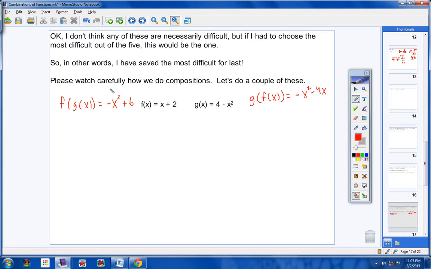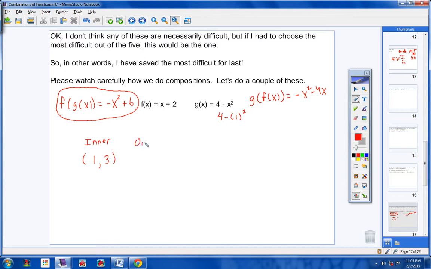Now, see this composition right here? Watch, this is really cool. If you take your inner function, which is g, and put an ordered pair in for g, anything you want, let's put something easy in like 1. So we put a 1 in for x. Now watch this. 4 minus 1 squared. Well, 1 times 1 is 1. 4 minus 1 is 3.